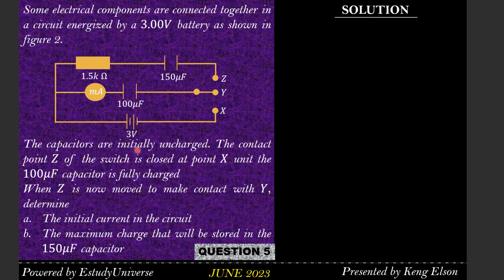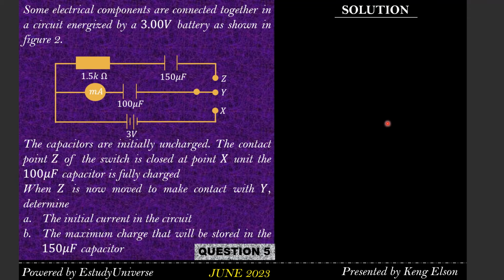The capacitors are initially uncharged. The contact point Z of the switch is closed at the point X until the 100 microfarad capacitor is fully charged. When Z is now moved to contact with Y, determine the initial current in the circuit, and the maximum charge that will be stored in the 150 microfarad capacitor.